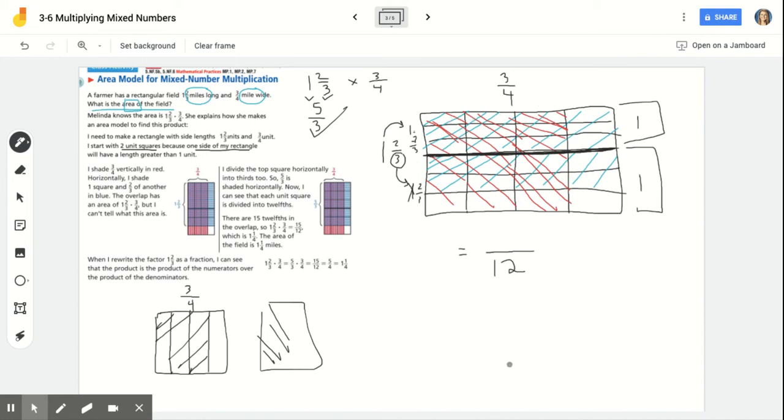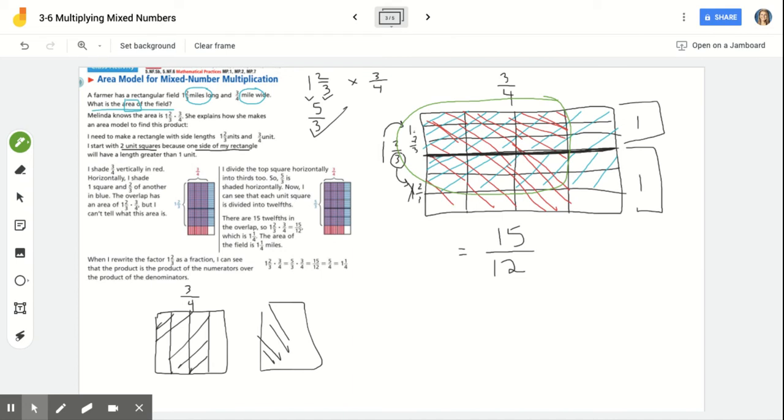1, 2, 3. Did you get 15? I got 15. 15 pieces, and I'll show you where they're at. I'll circle them in a different color. These were the pieces that were shaded in twice with red and with blue. And that's circled in green. And now we have our answer.